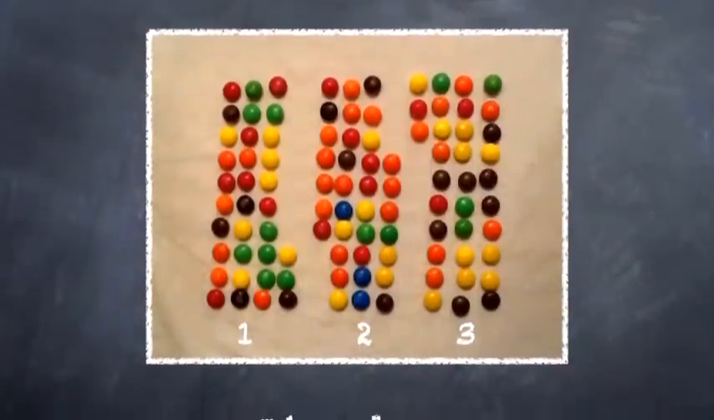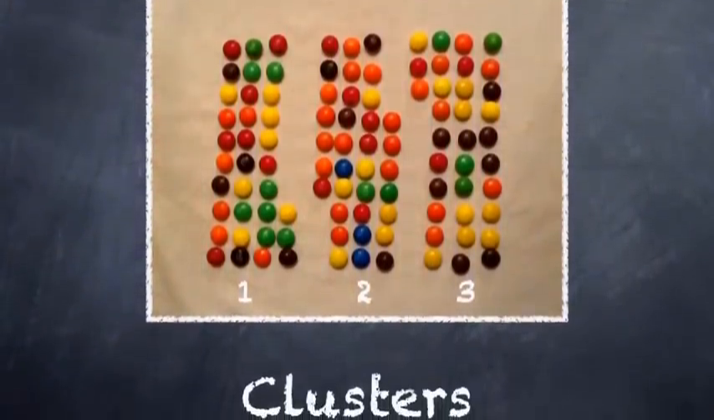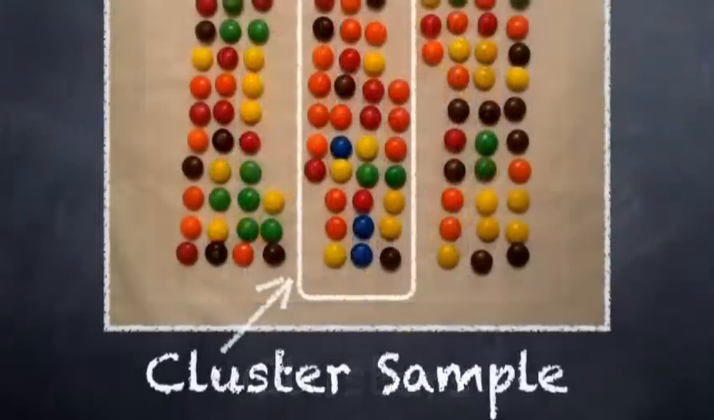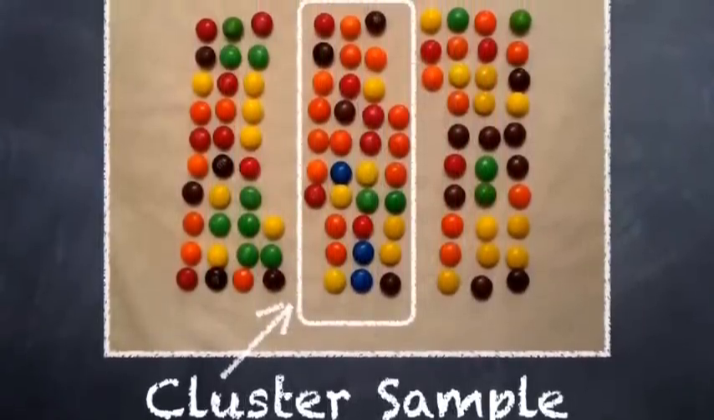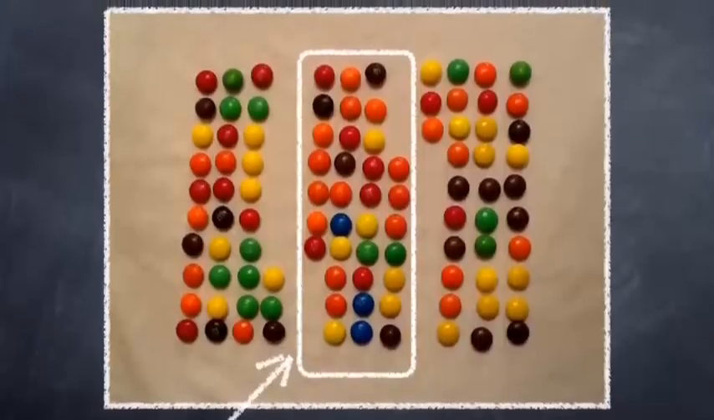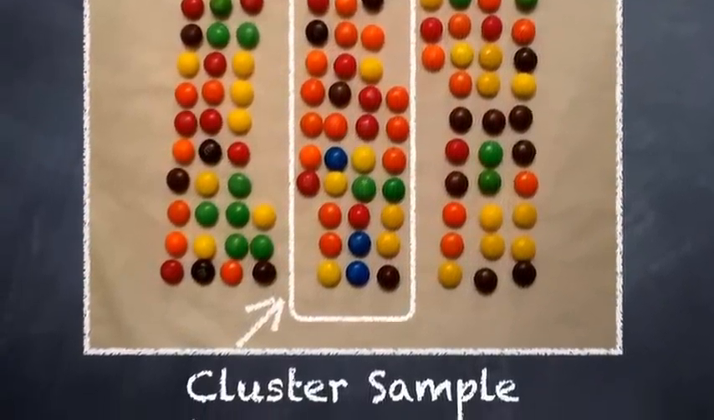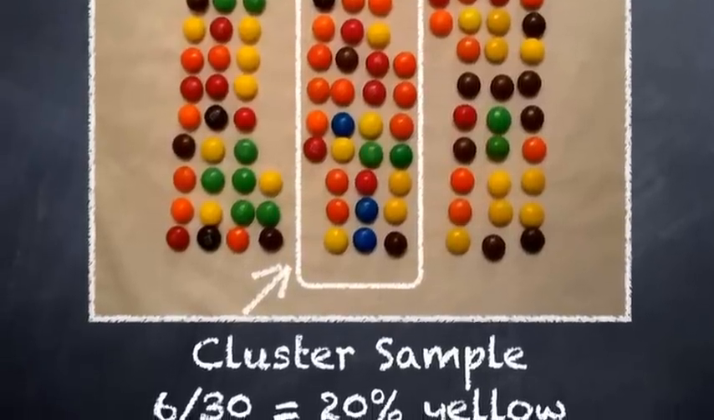The 5th method is cluster sampling, where we divide the population into clusters based on their geographic location. We then randomly select one cluster to be our sample, in this case cluster number 2. We can see that this time we had 6 yellows out of 30, which was again 20%.